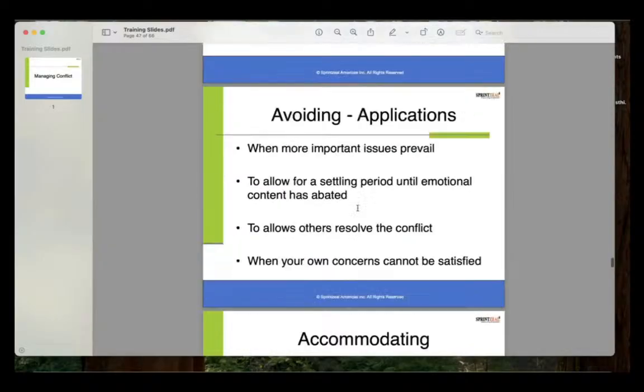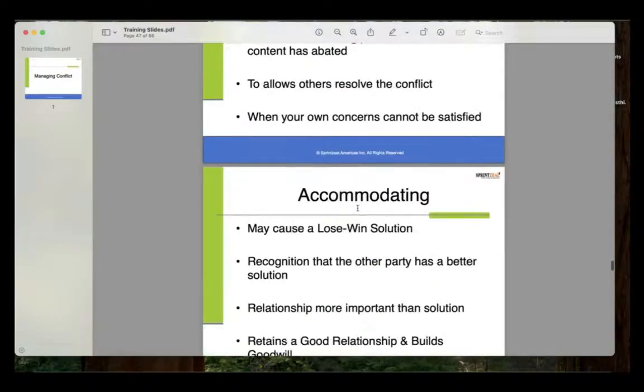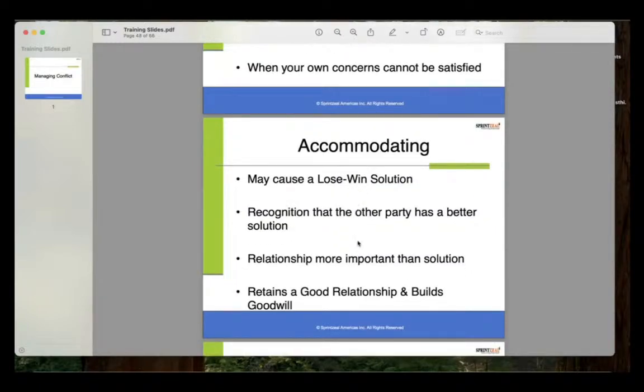Okay, moving on to the next one, accommodating. It may cause a lose-win situation. So when we are using the accommodating style of conflict handling, it may cause a win-lose situation. So either it can be a win or it can be a lose.